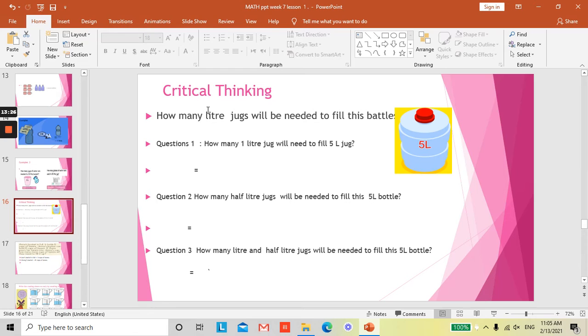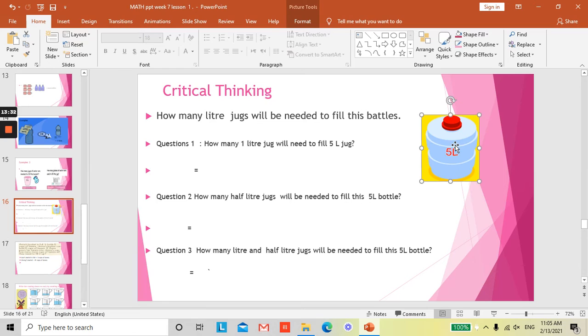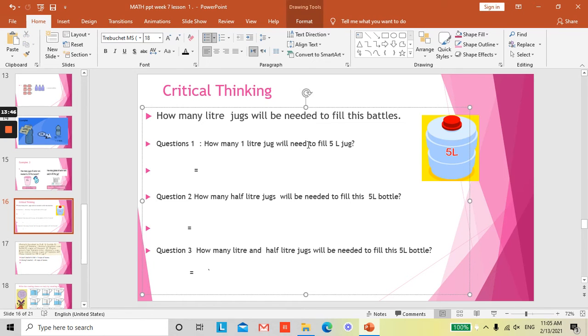Here we have critical thinking. We are going to think. Here we have this 5 liter bottle. Let's read our first question. How many 1 liter jugs will be needed to fill the 5 liter jug?